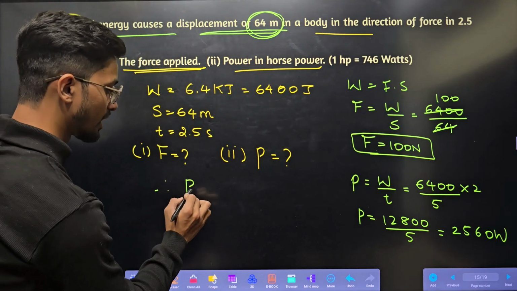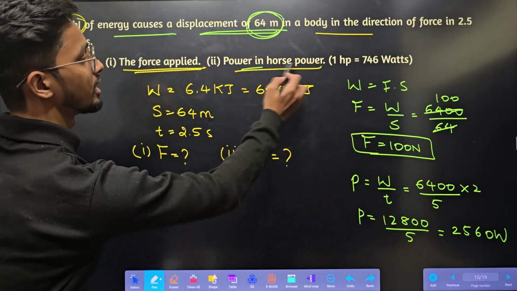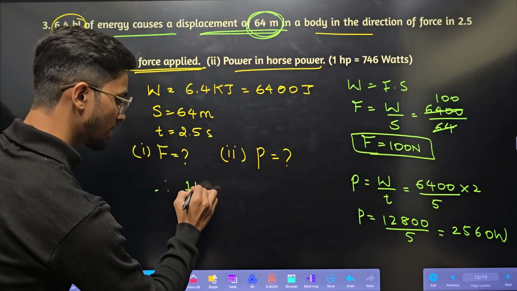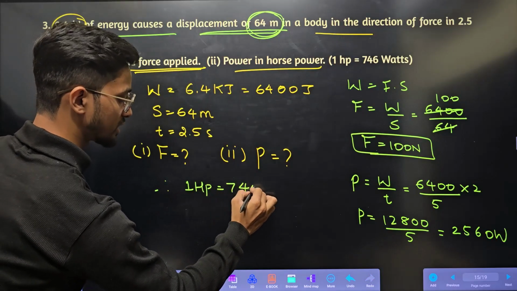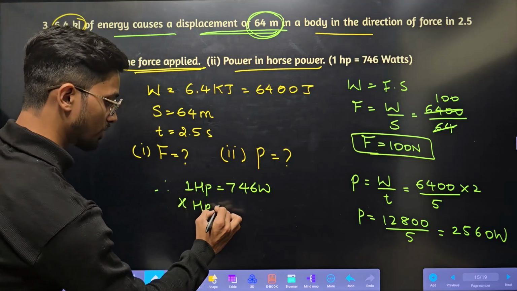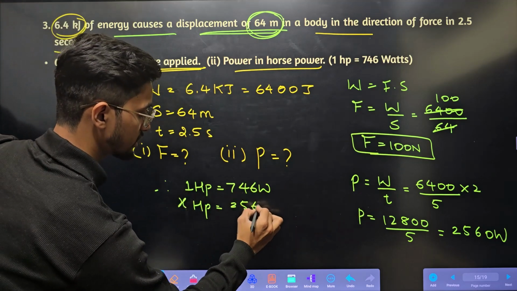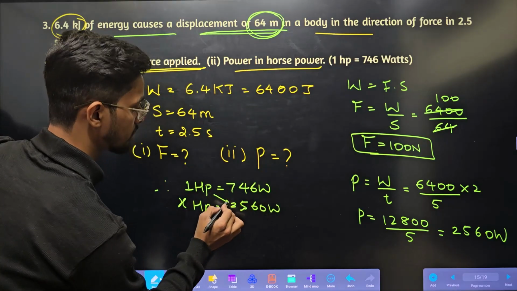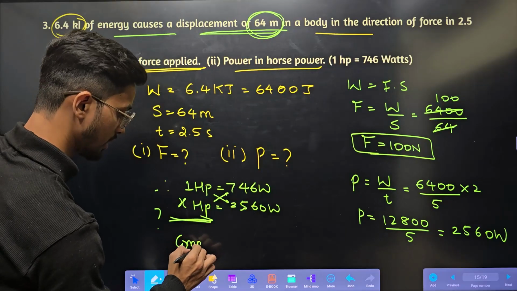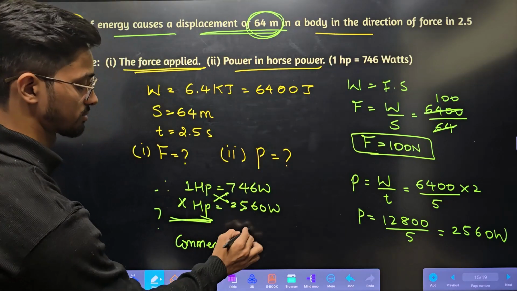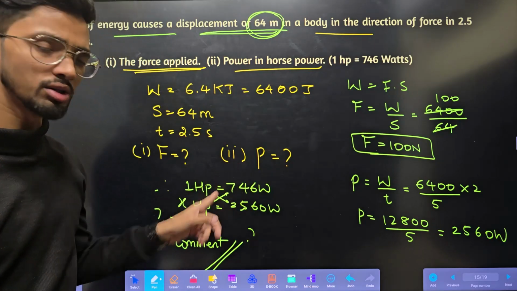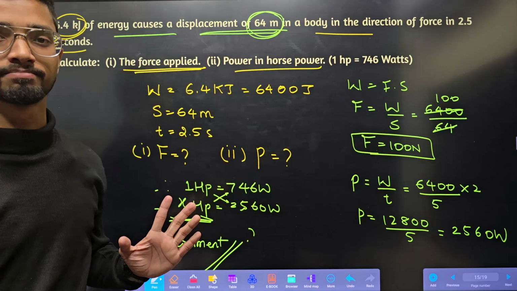We need power in HP, right? In horsepower. So 1 HP is equal to 746 watt, right? So X HP will be equal to so much watt, that is 2560 watt. You just need to cross multiply and calculate the value of X and comment in the comment section what will be the answer in horsepower. Simple. Easy.